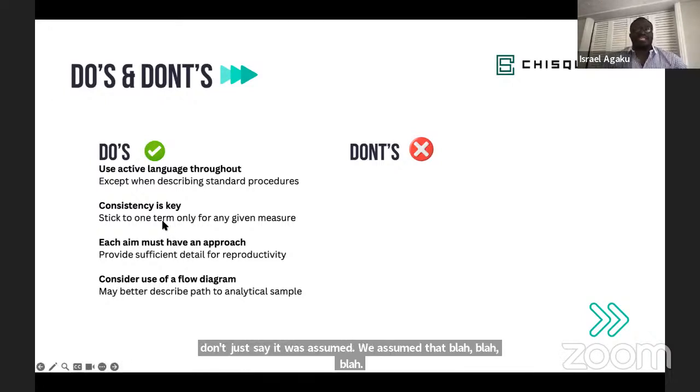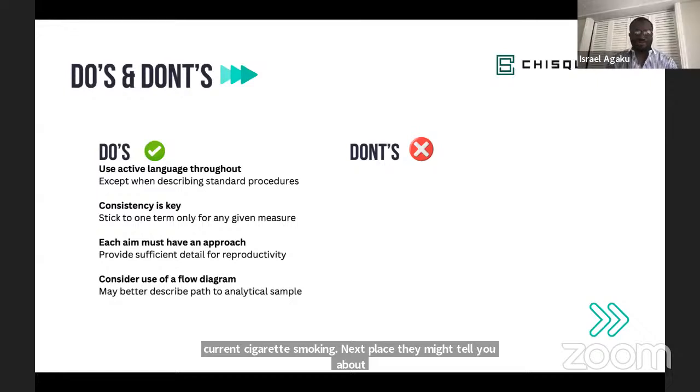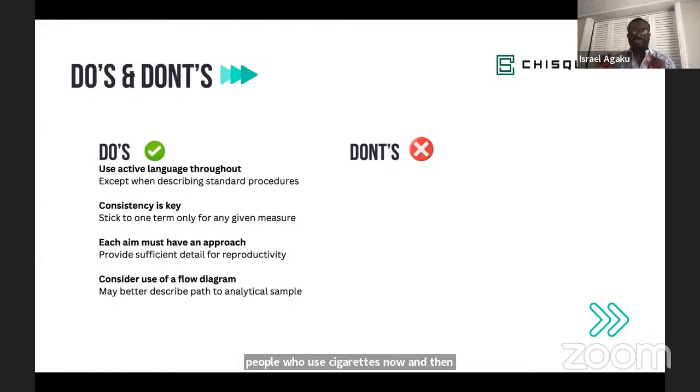Consistency is key. And this is how you know amateur writers. Amateur writers think that they have to provide you with very flavorful writing so they keep changing words. So here, let's say they define current cigarette smoking. That's a term, current cigarette smoking. In one place, they might say current cigarette smoking. Next place, they might tell you about people who use cigarettes now and then. It's like, no, once you've defined a term, you should use that term consistently everywhere. I want to see current cigarette smoking here and there and in all the 100 places that you're talking about current cigarette smoking. I don't want to see different versions of it, right? Consistency is key when you're talking about measures for your study.